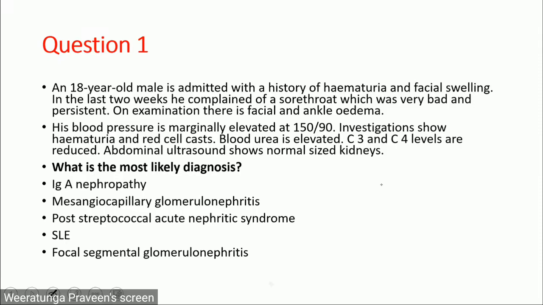ESR can increase in nephrotic syndrome also, but not a lot. It increases a little bit, not very much. Okay. Right, so let's go to this one.